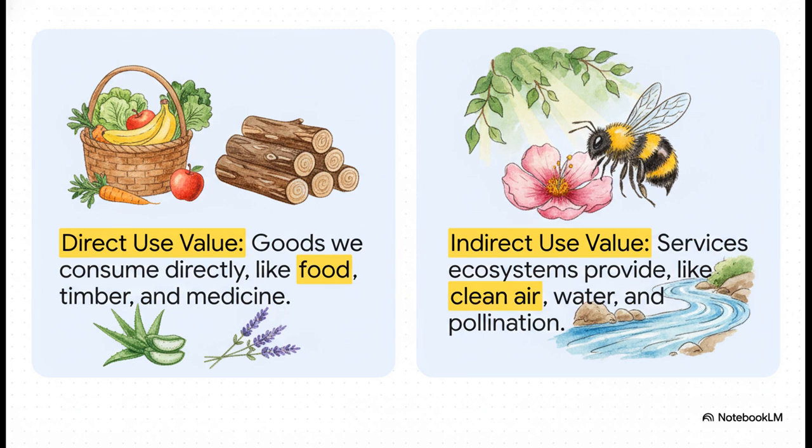First, you have the direct use value. This is the obvious stuff, the things we can literally harvest and use: food, wood for building, fuel, and plants for medicine. But then there's the indirect use value. Think of these as the essential services nature provides for free, like ecosystems cleaning our air and water, insects pollinating our crops, and forests keeping our climate stable.